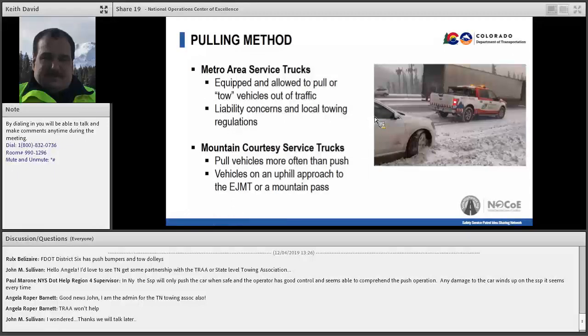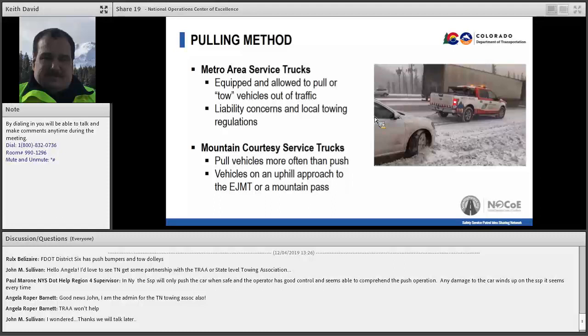So the pulling method. The metro area service trucks can pull them. They are allowed to pull them. One of the issues that I personally ran into is one of the partner local law enforcement agencies that we have in the metro area tends to frown on courtesy patrol pulling and towing vehicles sometimes, especially if they're rolling. I was threatened with a ticket personally once because of this. So there's some liability and local towing regulations that come out of it. Can be done. It is done on a somewhat normal basis sometimes.